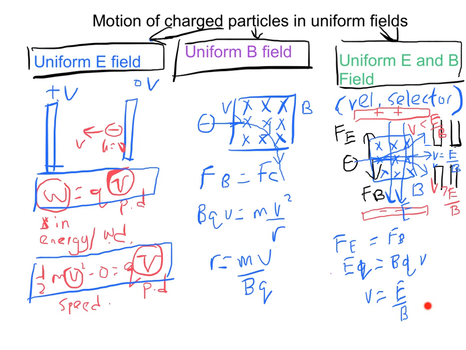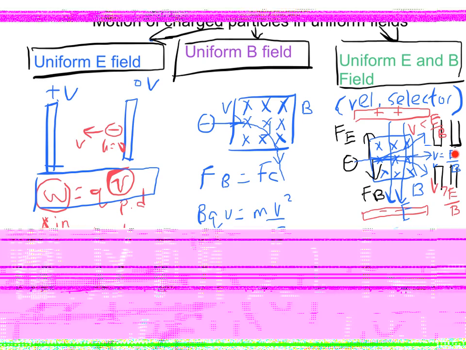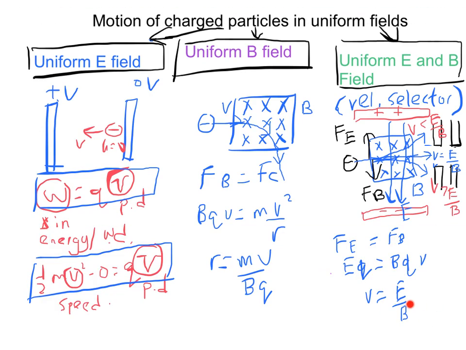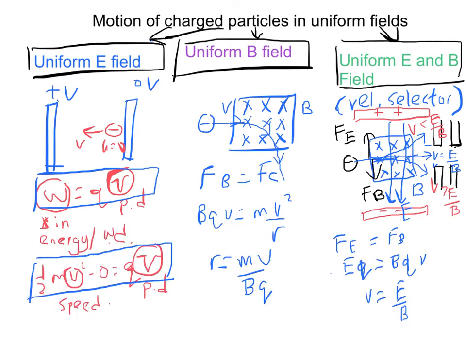So if V equals E over B, it passes straight through undeflected. If your V is greater than E over B, your Fe won't change, but Fb will increase. So Fb will be bigger than Fe, and it will curve down. So this is the case where speed is more than E over B.